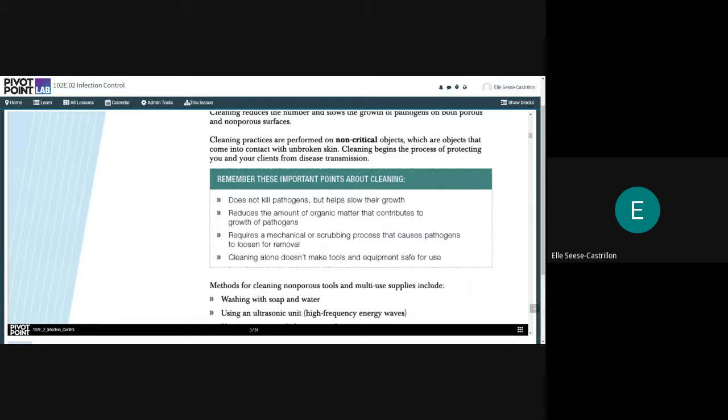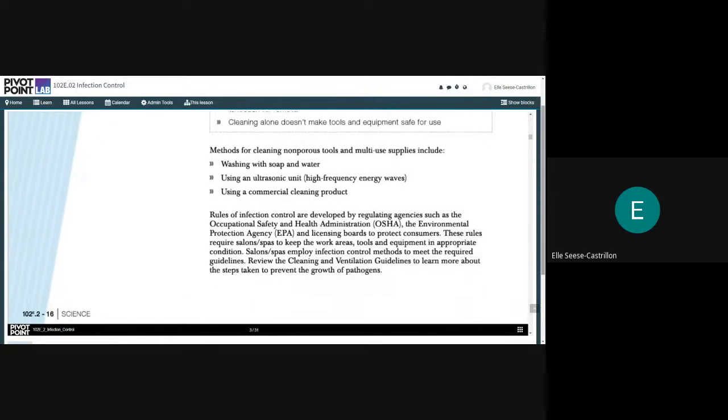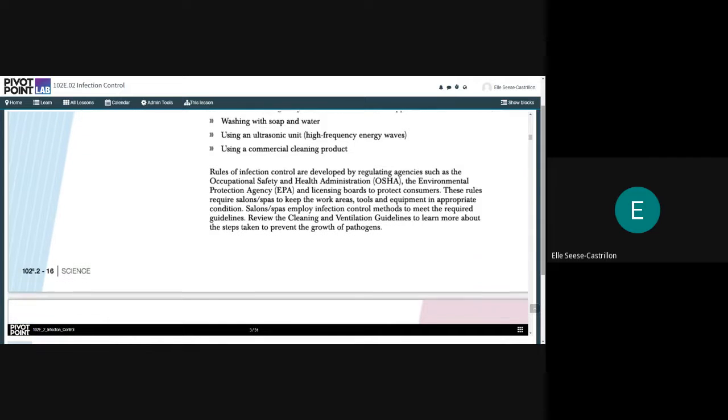So the cleaning process is us scrubbing it or rinsing it off first with maybe just a little bit of dish soap, our scrubber, and just kind of getting all that pasta sauce off of there, the noodles and the meatballs, before we actually put it into the dishwasher for it to be disinfected and then sterilized. So methods for cleaning non-porous tools and multi-use supplies include washing with soap and water. We can also use an ultrasonic unit or a high-frequency energy wave. And we can also use a commercial cleaning product.